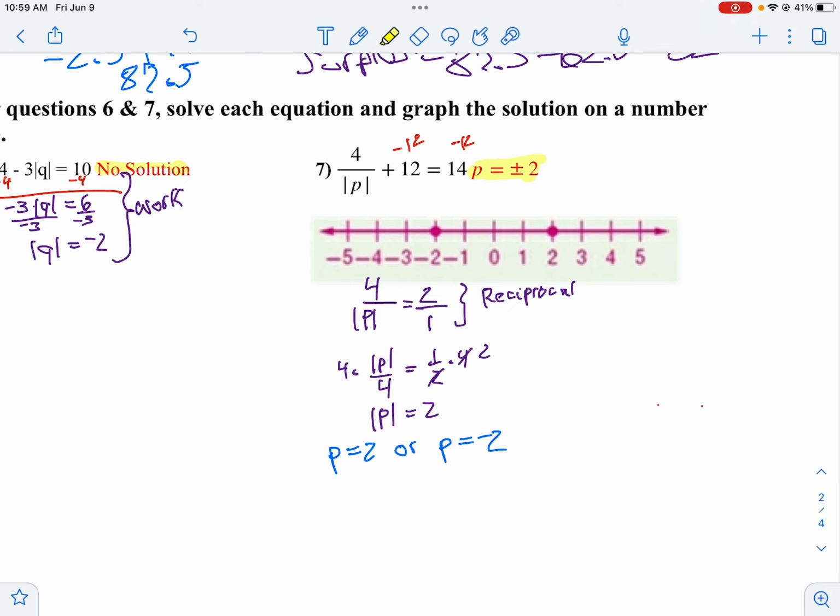To graph it, we make our number line, and we just put a dot on each of our solutions. And there's your answer.